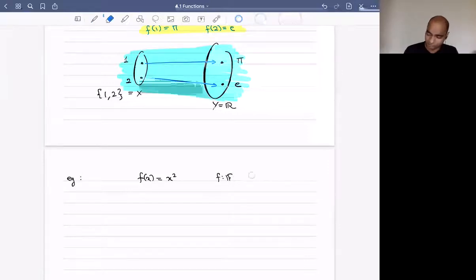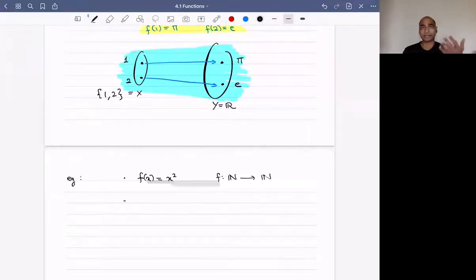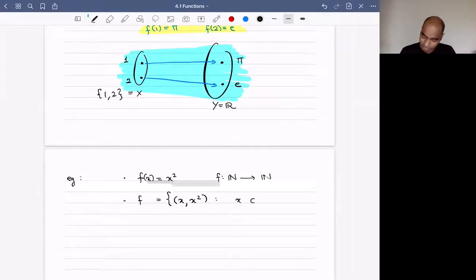Actually, let me make this f go from natural numbers to natural numbers. This will be easier to describe. From this, I can create a pair description as follows. I take every x, and then I pair it with x squared. So f is the set of pairs x and x squared, where x is a natural number.